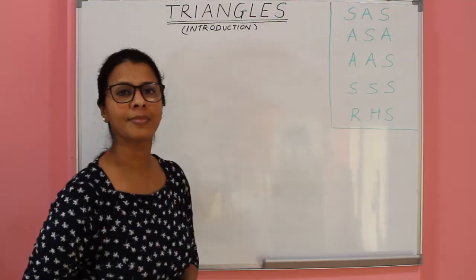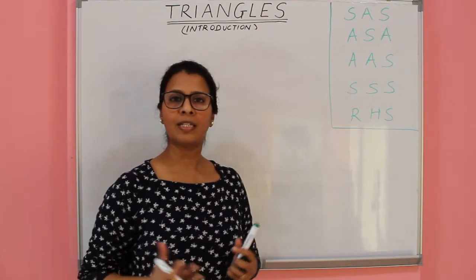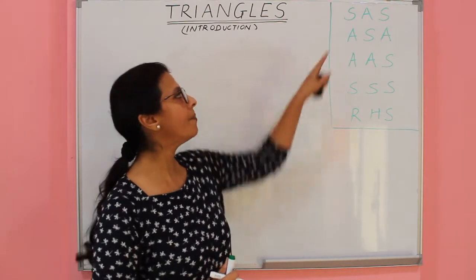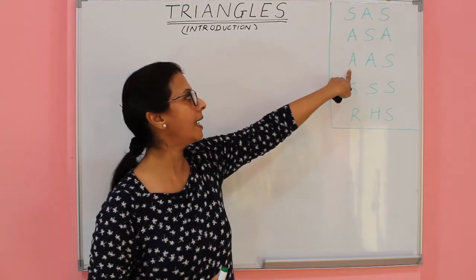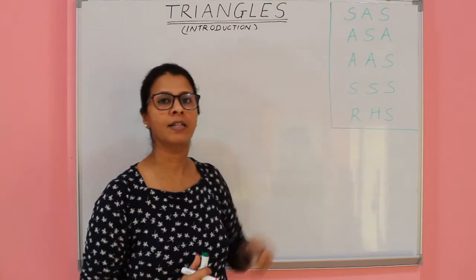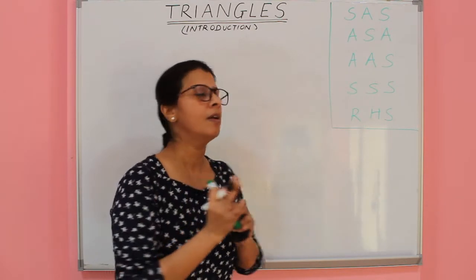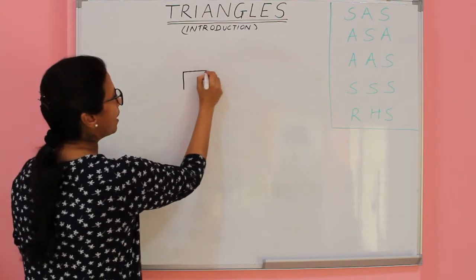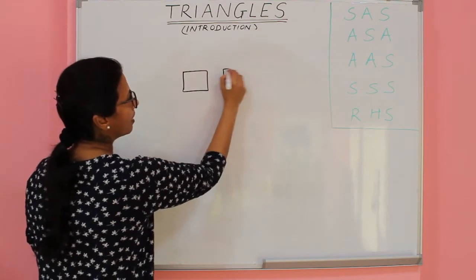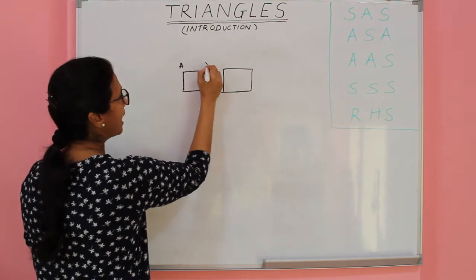And now we'll start with the congruencies. The different types of congruencies are SAS, ASA, AAS, SSS and RHS. Now what does congruency mean? When I am saying one thing is congruent to another, when I am saying two squares are congruent to one another, what does it mean actually?